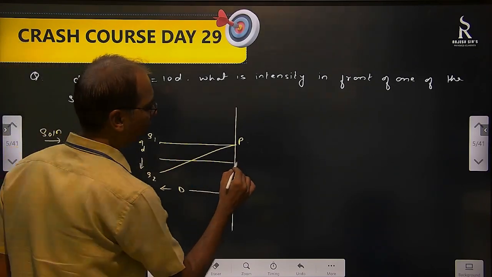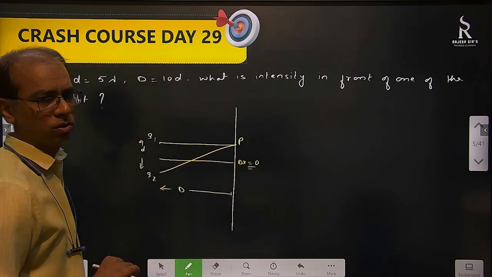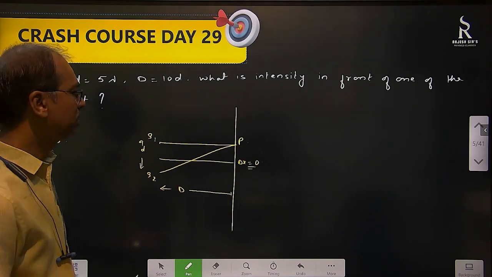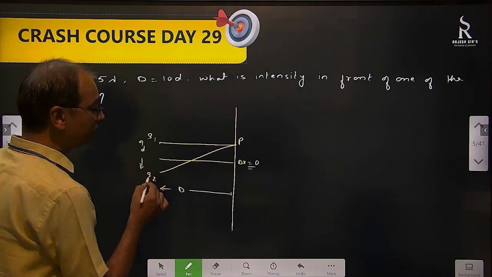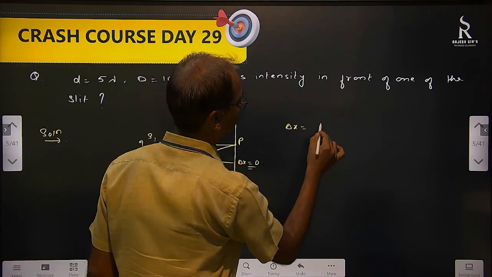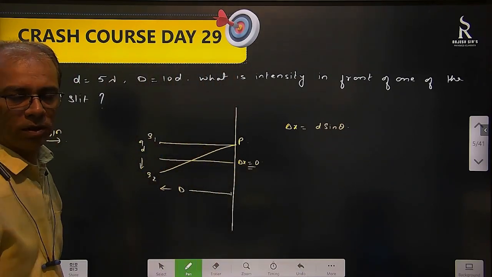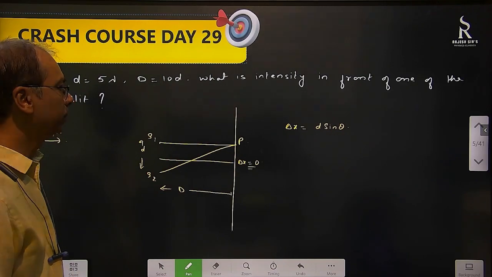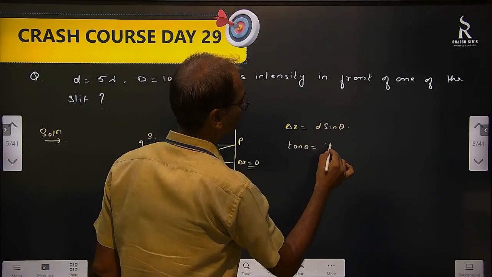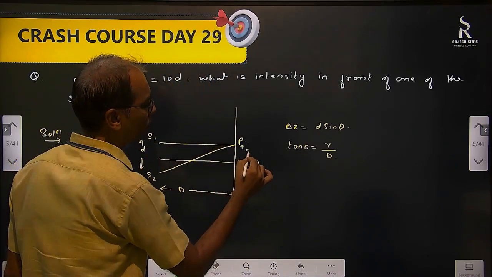What is the intensity in front of one of the slits? Here is the central maxima, we know. Here what is the intensity? That means again we have to calculate the path difference only. Correct or not? What is the path difference? We already know delta x equal to d sine theta. We calculated that in the previous case. And tan theta equal to y by D. Now what is y here? This is d by 2.